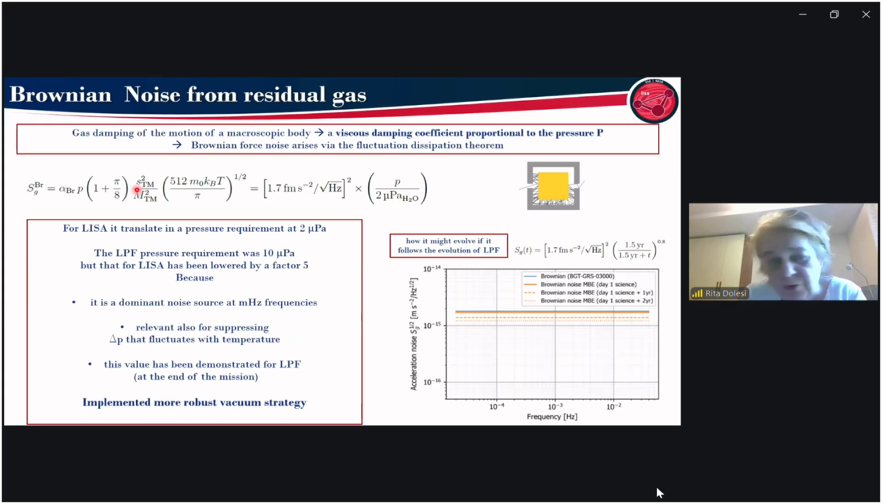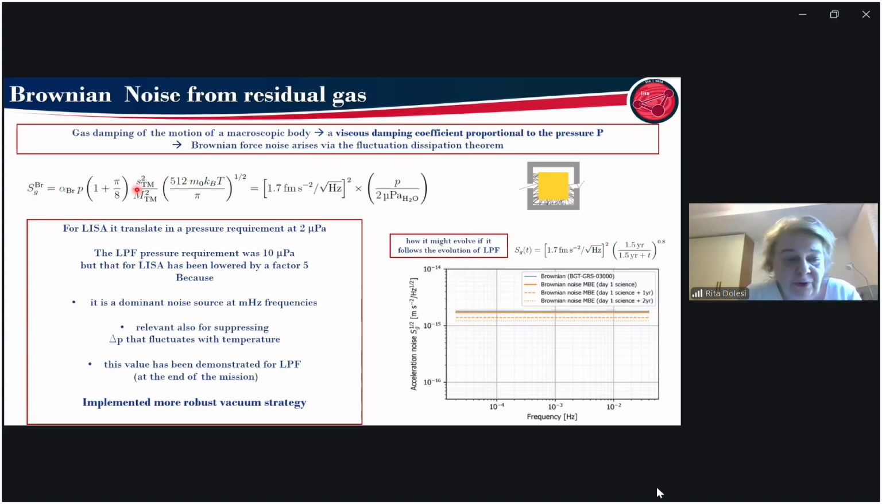This source of noise translates for LISA in a pressure requirement at 2 micropascal. While for Pathfinder, the requirement was 10 micropascal. So we decided to decrease it by a factor of 5. Why? Because we would like to keep this noise source low, because it's a dominant noise source in a considerable, significant region of the LISA band.